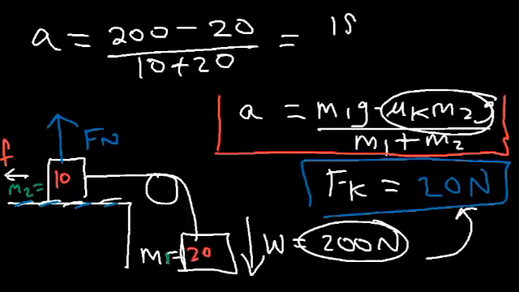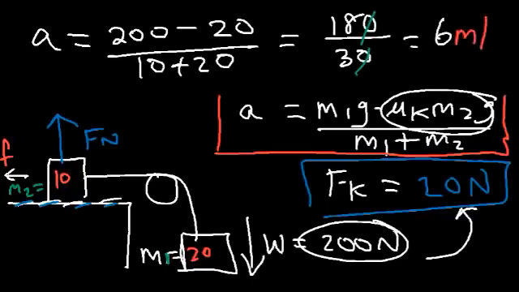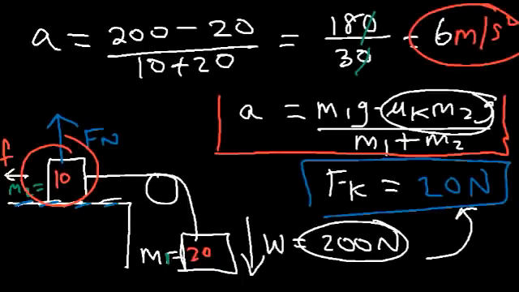So the difference is 180. That's 200 minus 20. 10 plus 20 is 30. So we can cancel 0. 180 over 30 is the same as 18 over 3. 18 divided by 3 is 6. So the acceleration of the system is 6 meters per second squared. So notice that it's always less than 10 if there's an object that slows down the descent.